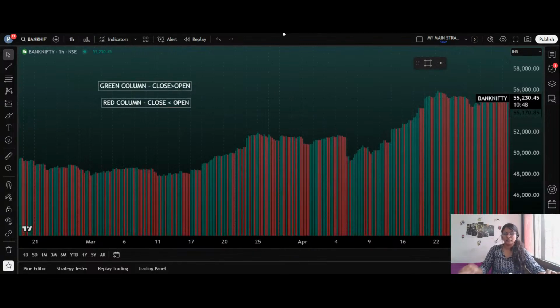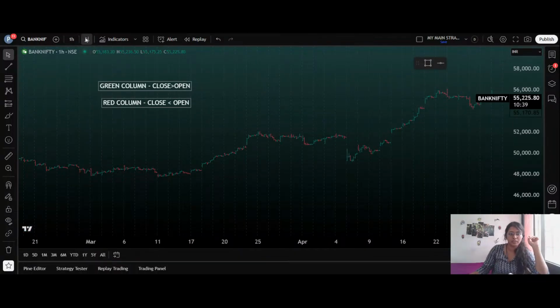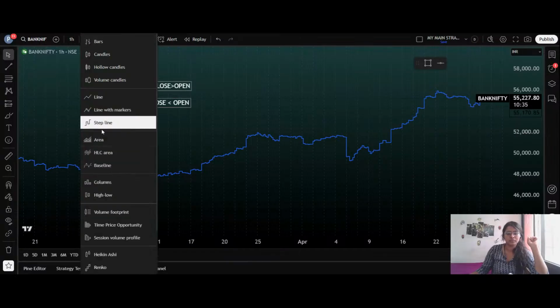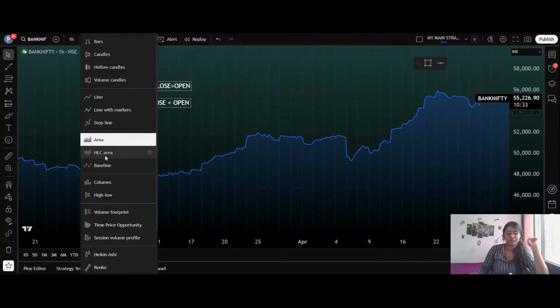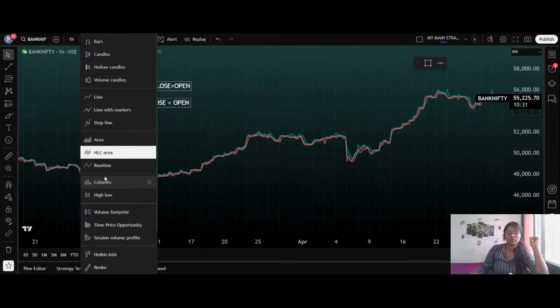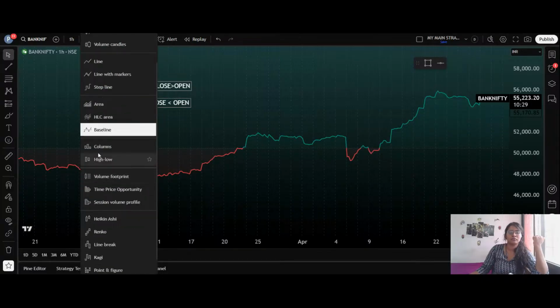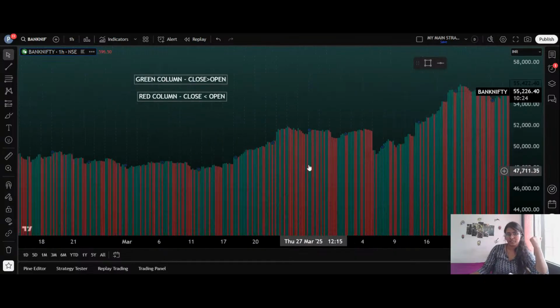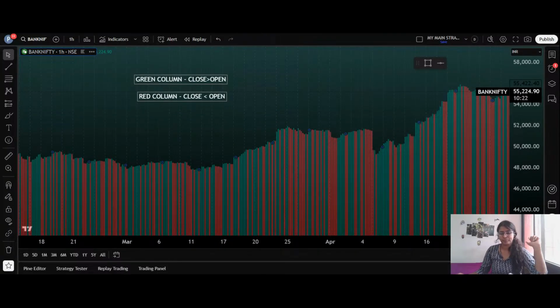I hope you understand this very well. Now we'll move further. For a quick revision, what we read now: step line chart, area chart, baseline chart, and now column chart. These are the five charts that we read. Now we'll move further and see the high low candle.